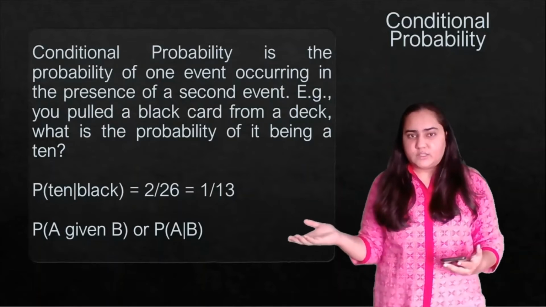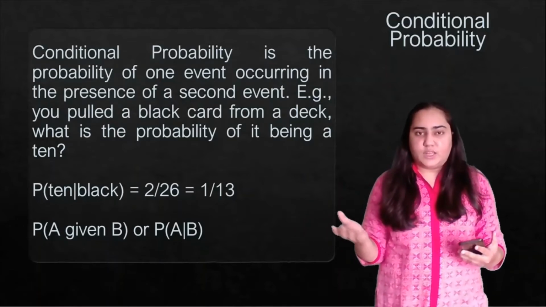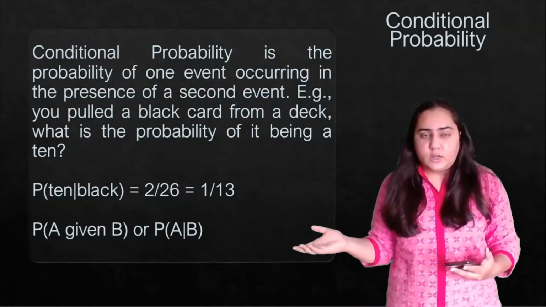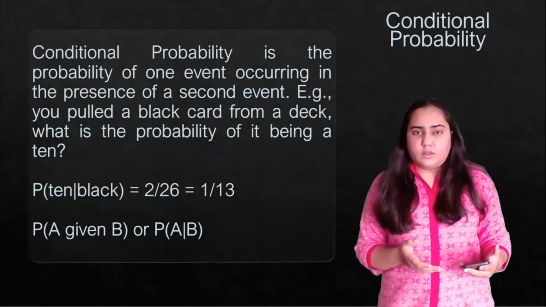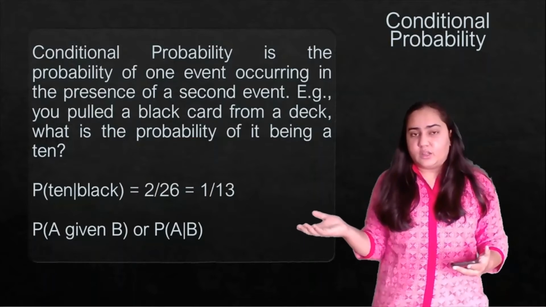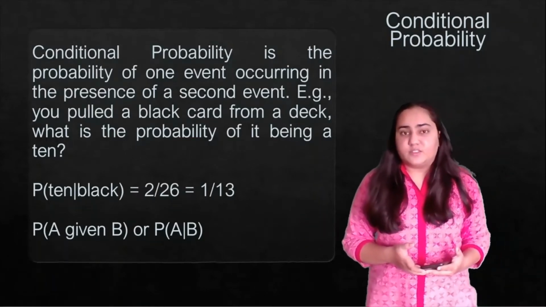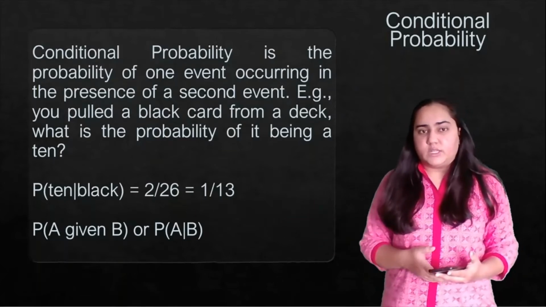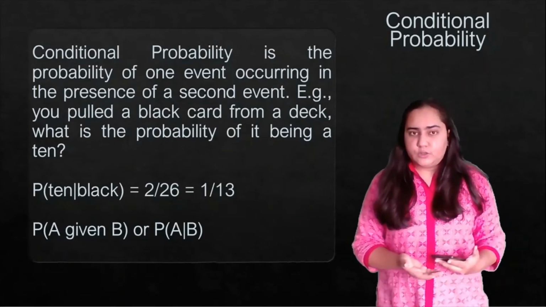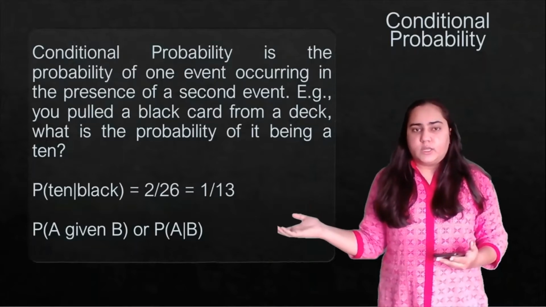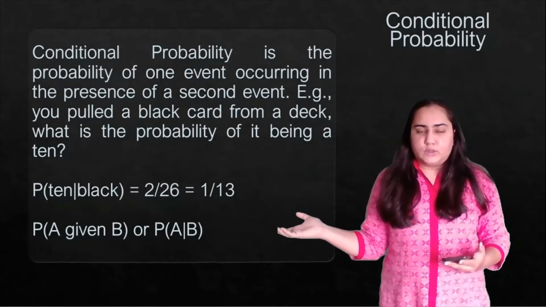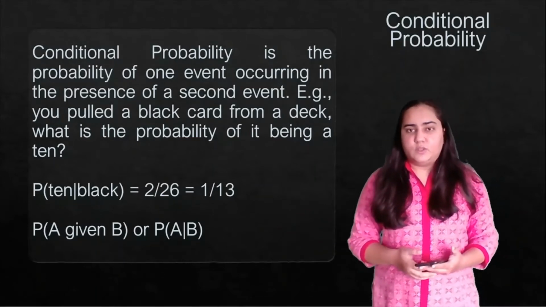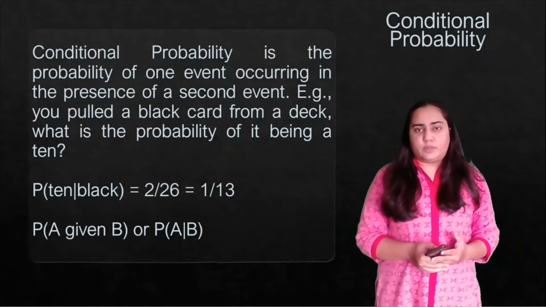So out of 26, you can get two black cards that are 10s. One can be a 10 of clubs, and one can be a 10 of spades. So that way you have a probability of 1 by 13. So this is conditional probability, which is known as P of A given B, denoted in this manner using a pipe between A and B.